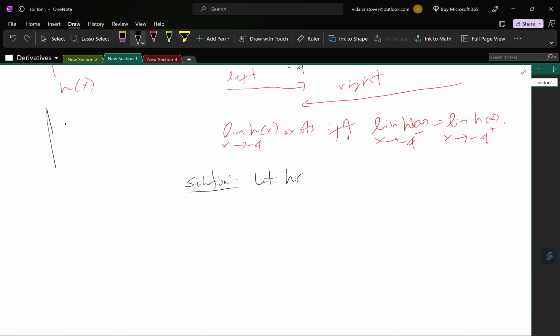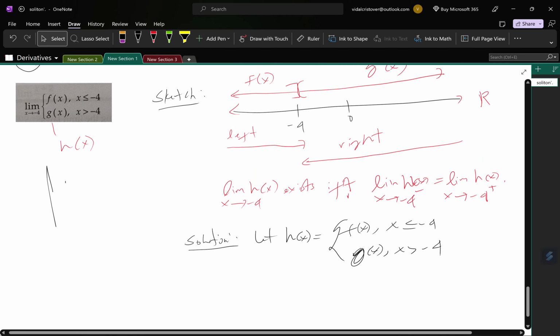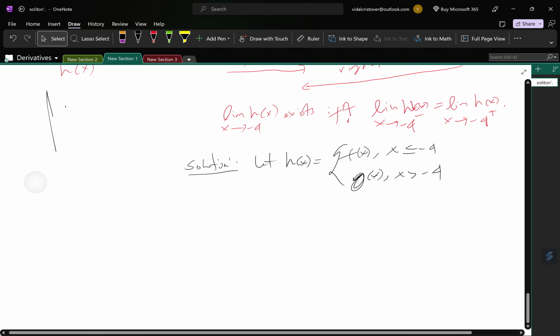Let h of x be the function defined as, katong nasa to ang problem, f of x kung si x na to is less than negative 4, and g of x kung si x na to is greater than negative 4. Ano na to? Tama ba? Okay. So, step 1.